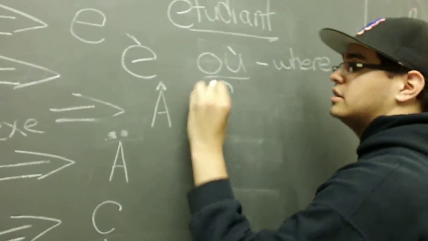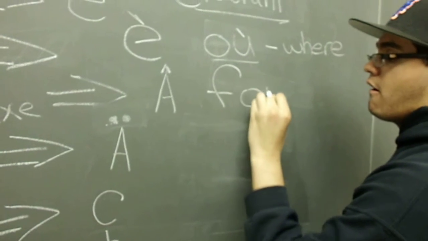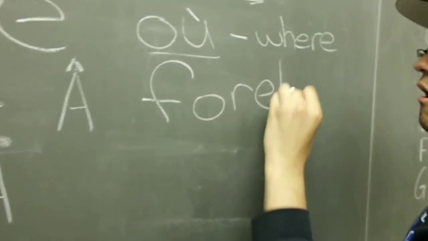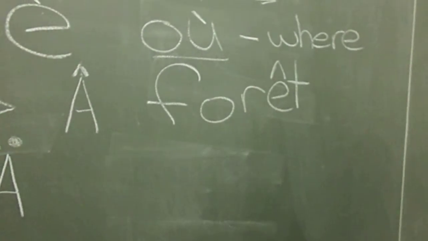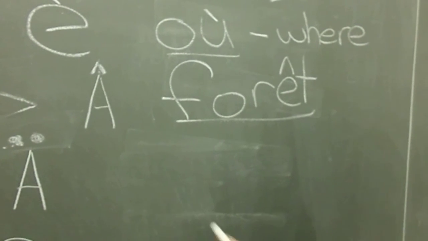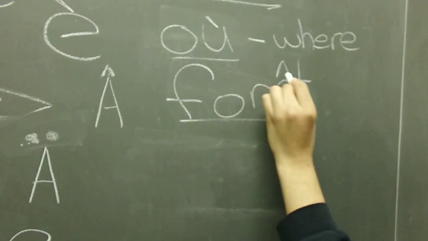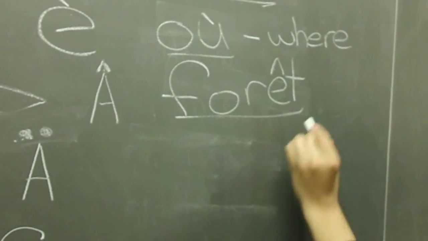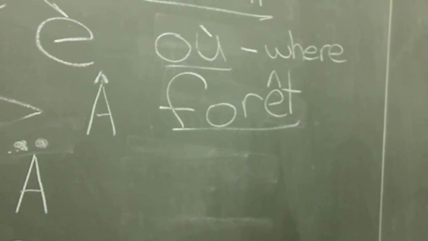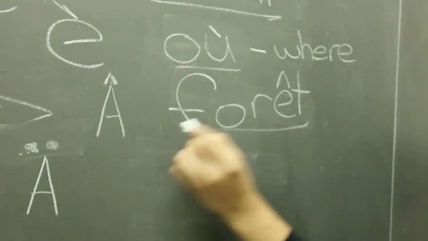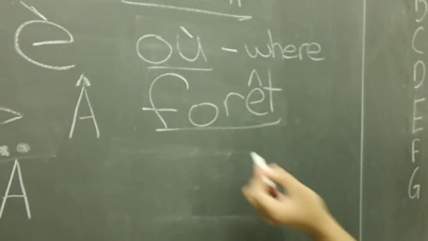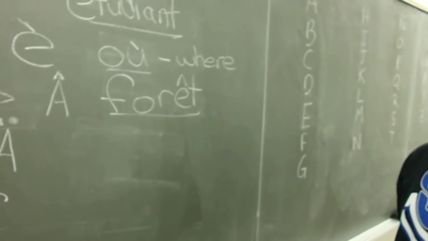So an example would be this word here. Now, if you remember what I said when you see this circonflexe, that an S comes after, what word would you think this would be? If you said forest, you're correct. This is what forest is in French.